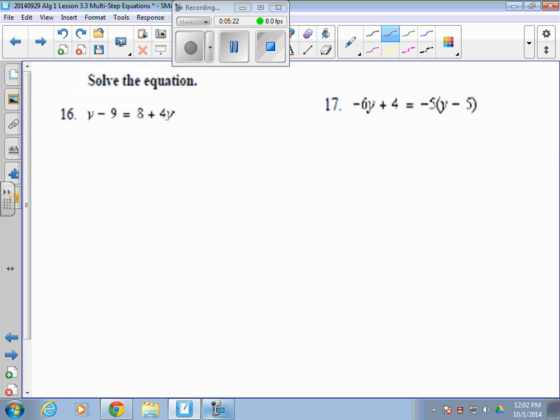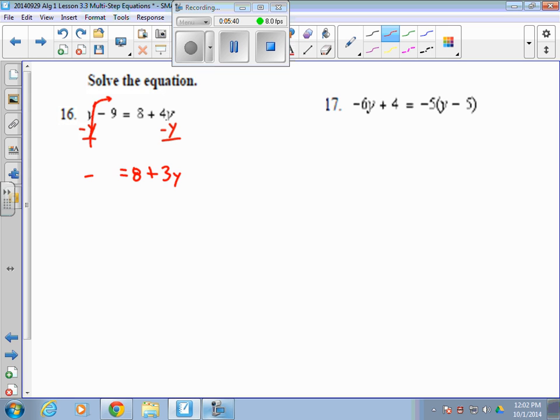16 says solve the equation. Notice you have a y on both sides. Bring your smaller y, 1y, over to your larger y to the left. So subtract 1y, subtract it on the right as well. 4y minus 1y is 3y. It's positive, so you have 8 plus that on the right-hand side of the equation still.